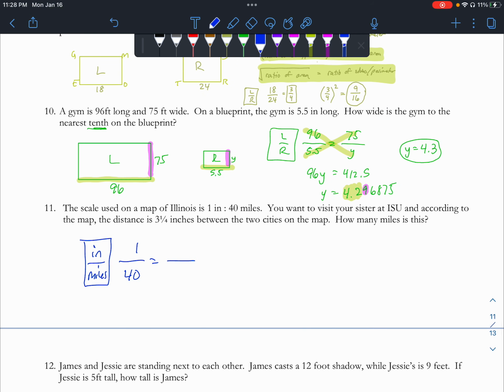They're then telling you you're visiting your sister at ISU, great college, no biggie. But at ISU, they're saying the distance on the map is 3.25 inches. Just make sure that you rewrite that as a decimal itself. How many miles is that? Not 100% sure, but that is something we can solve for. Cross multiply. 1x equals 130. Congratulations, I think that is actually the answer right there, since we have our single x value by itself. But 130 miles is what we're going to have.